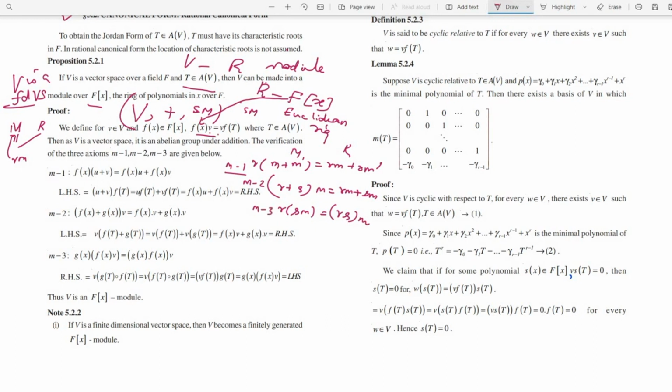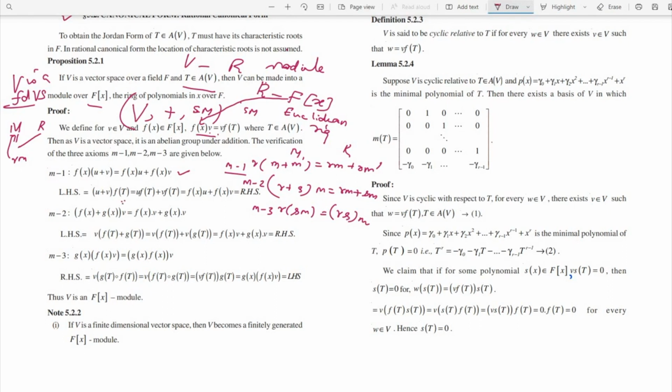Here in the place of r, we have f(x), and two members are to be taken from capital V. What we need to prove is this, as M1. When you consider the left hand side, f(x) into (u plus v), by this definition it should be the image of u plus v under f(T), and because f(T) is a linear transformation, a homomorphism, we have this step.